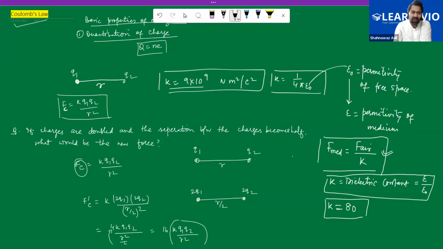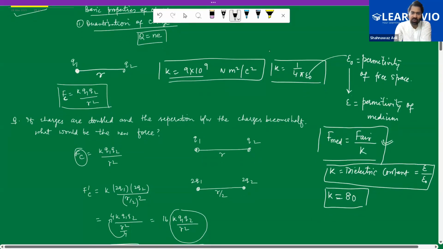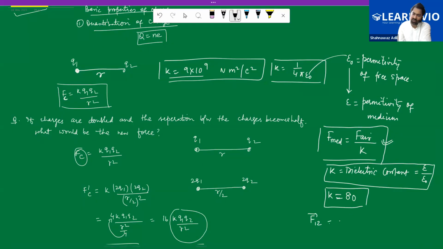Okay, so this is all about Coulomb's law. And if we talk about Coulomb's law in vector form, this is given by, let's say, F12, force on 1 due to 2, which is simply K Q1 Q2 divided by the magnitude of R1 minus R2 cubed, times R1 minus R2. So this is Coulomb's law in vector form.